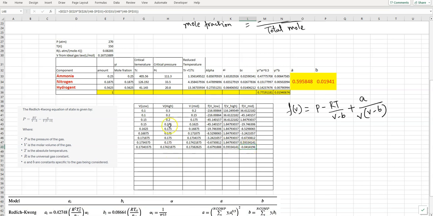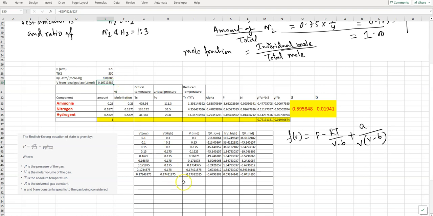Now our original value is this. Here VM is negative and this is positive, so VM will be the lower bound, that is 0.17382625, and V high will be as it is, 0.17421875. So the root should lie between these.